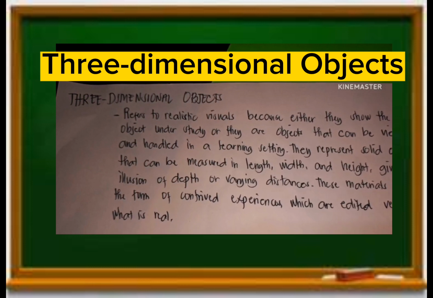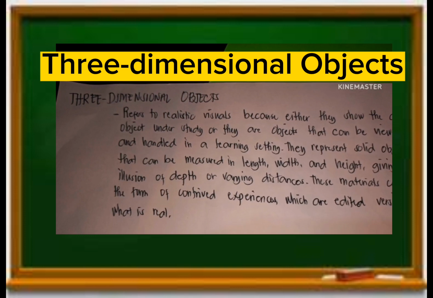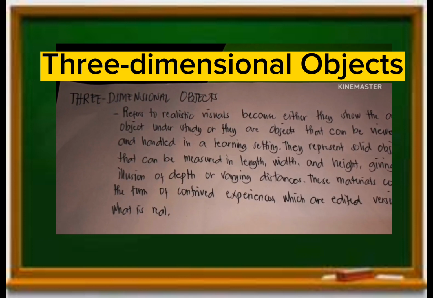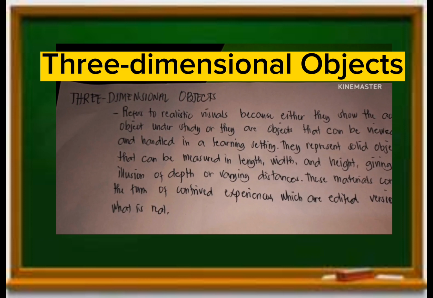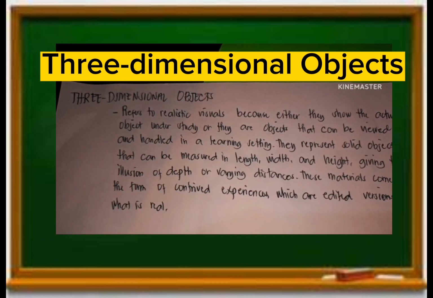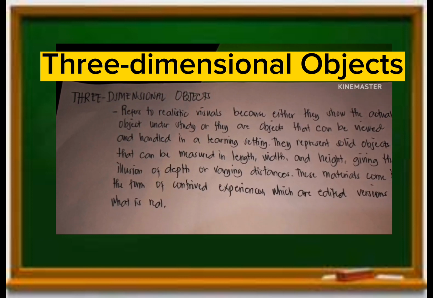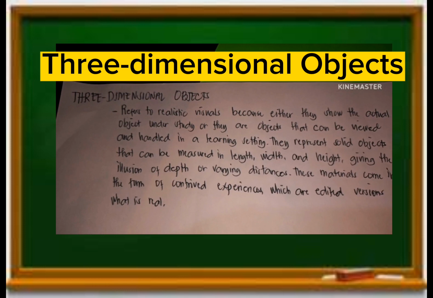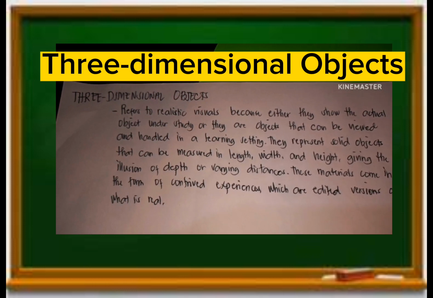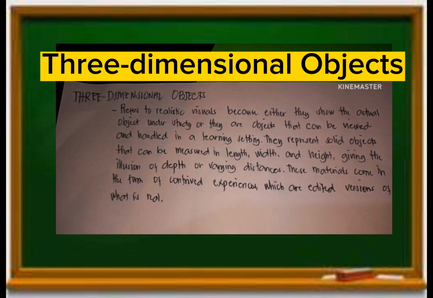Three-dimensional objects are edited or copies of reality and are used as substitutes for real things when it is not practical or not possible to bring the real thing in the classroom. And all the objects around us, the ones we can pick up, touch, and move around, are three-dimensional objects.